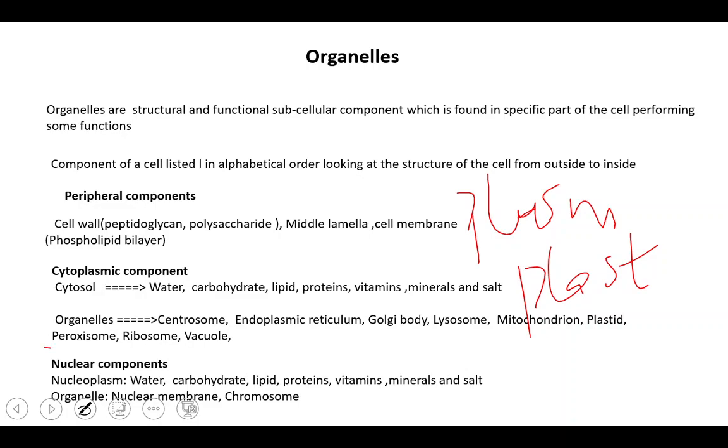We have peroxisome. Peri means around, some means body. We have ribosome, we have vacuole. Vacuole means little space. Nuclear component consists of nucleoplasm, the fluid inside the nucleus, as well as organelles. The fluid inside the nucleus consists of all classes of fluid. Water is the largest component, while the organelles are the nuclear membrane and chromosome.